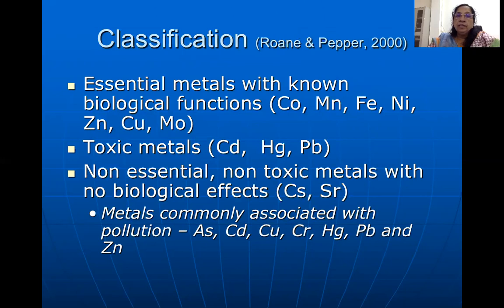Roane and Pepper have classified heavy metals into essential metals. Essential metals are those which have known biological functions. For example, cobalt, manganese, iron, nickel, zinc, copper, molybdenum all have their role in biological cells. For example, iron is part of hemoglobin, and several other metals are also part of enzymes, coenzymes, etc. And next is toxic metals like cadmium, mercury, lead, which cause toxicity to the biological systems.